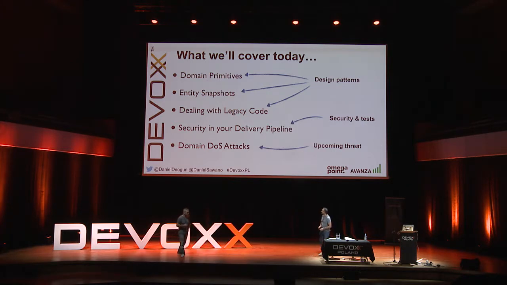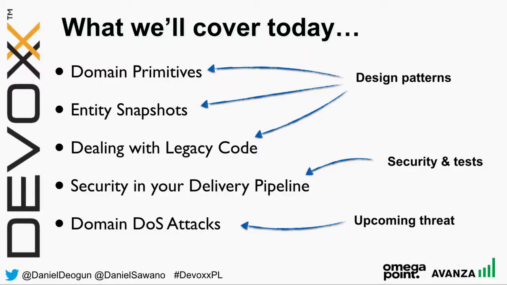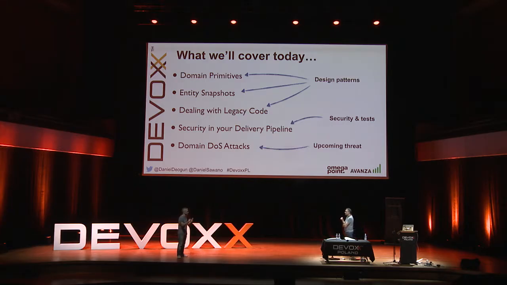Yeah. So enough talking. Let's start to dive into the details. Well, this is what we'll go through today. We'll start off with some of the key design principles. They're called domain primitives and entity snapshots. And then we'll move on to see how we can actually apply this in the real world on code to make code more robust and more secure. And we'll see how we can utilize our existing infrastructure in terms of continuous integration and continuous delivery to continuously test our security. And then we'll take a look at something called a domain DoS and see what that is all about. Yeah, the domain DoS is really fun and scary, and you'll actually learn what that is later on.